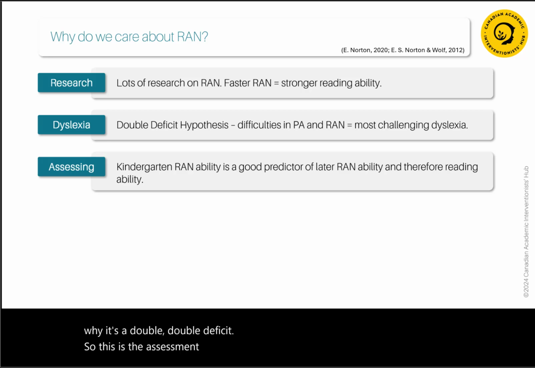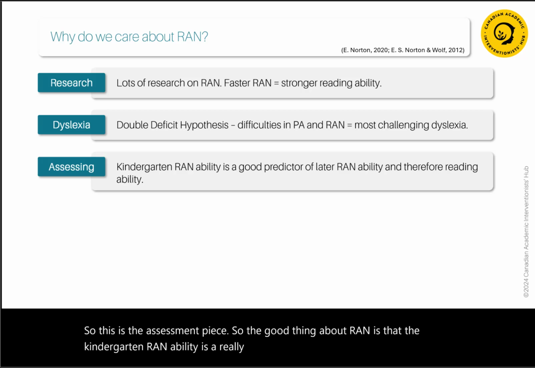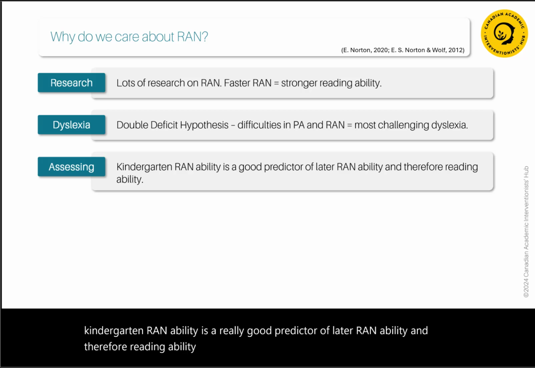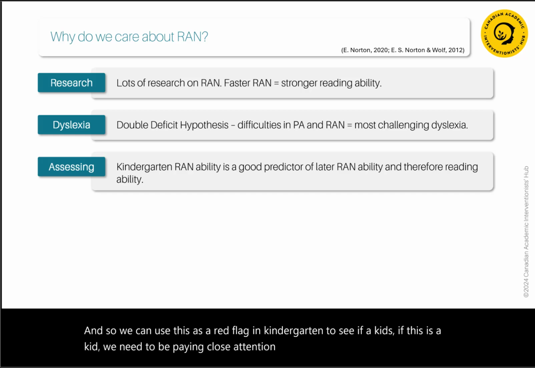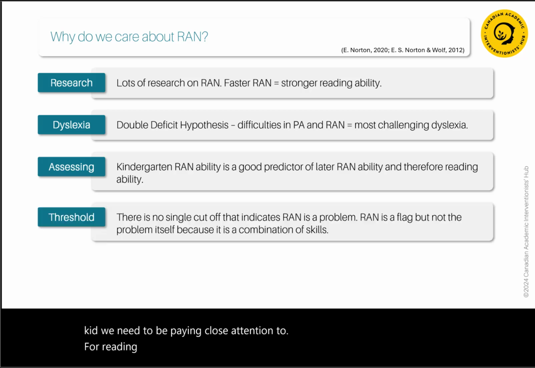So this is the assessment piece. The good thing about RAN is that the kindergarten RAN ability is a really good predictor of later RAN ability and therefore reading ability. So it's got a good predictive validity to reading. And so we can use this as a red flag in kindergarten to see if this is a kid we need to be paying close attention to for reading difficulties. So there is no threshold. There is no single cutoff that indicates that RAN is problematic.